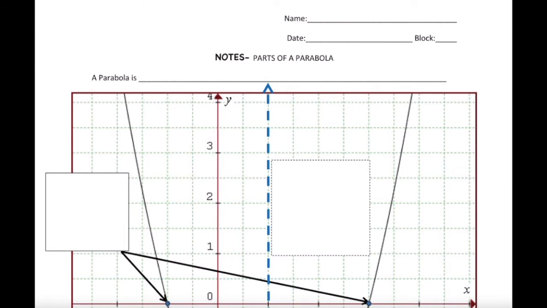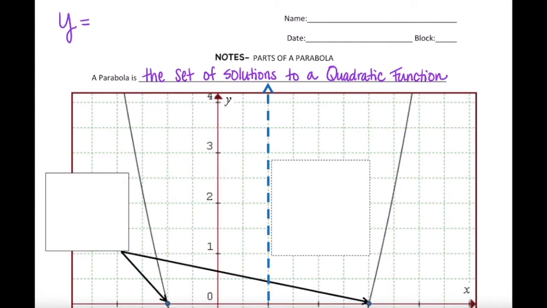So let's first start with what a parabola actually is. A parabola is the set of solutions to a quadratic function, and this is the next function that we're going to be learning about. You know that a function is going to be quadratic if you are at some point or another squaring the inputs. So the fact that you will eventually square something tells you that that function is going to be a quadratic function. And later on, we'll get into why that is. For now, let's just talk about the parts of this parabola.